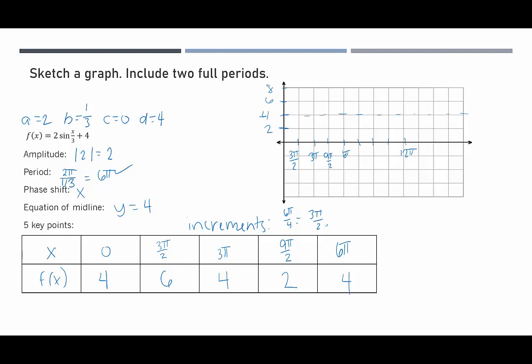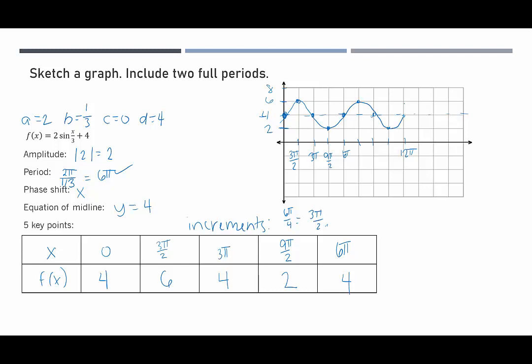Now we're going to graph these points. So 0, 4 is up here. 3 pi over 2, 6, we're going up. At 3 pi, we're going back to the middle. At 9 pi over 2, we're going down to the minimum. 6 pi, we're going back to the middle. There's our first period. Second period starting at 6 pi, we're going up to the top, back to the middle, down to the bottom, back to the middle. Nice smooth sine curve here. There would be 2 periods of this particular function.